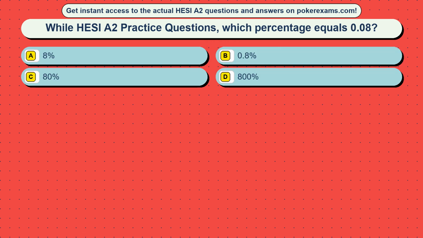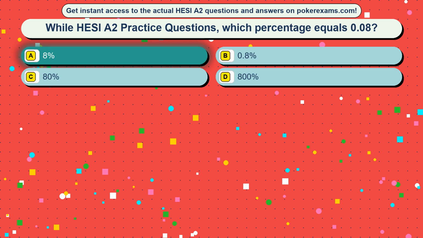Question 17. While HESI A2 practice questions, which percentage equals 0.08? Option A, 8%. Option B, 0.8%. Option C, 80%. Option D, 800%. The correct answer is option A, 8%.